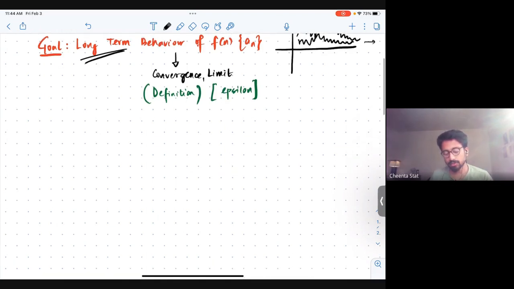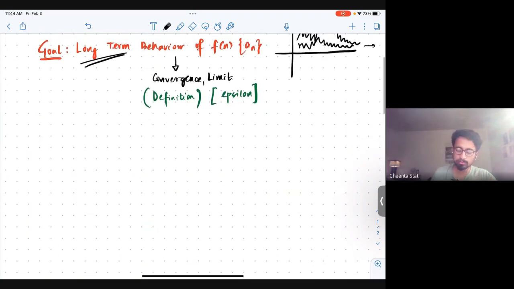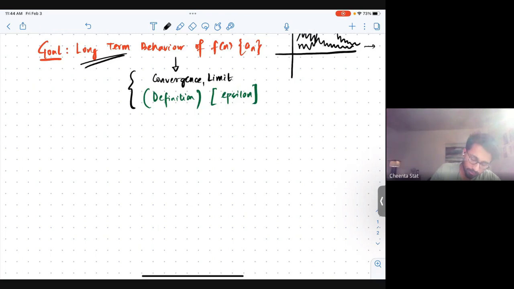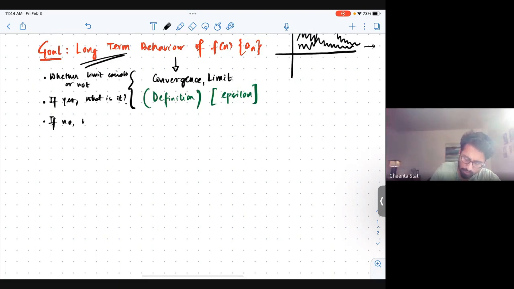But understand our goal is to find long-term behavior, which is to find two things: whether the limit exists or not. If yes, then what is it? What is the limit? If no, what's really happening, like what's really happening under the hood?